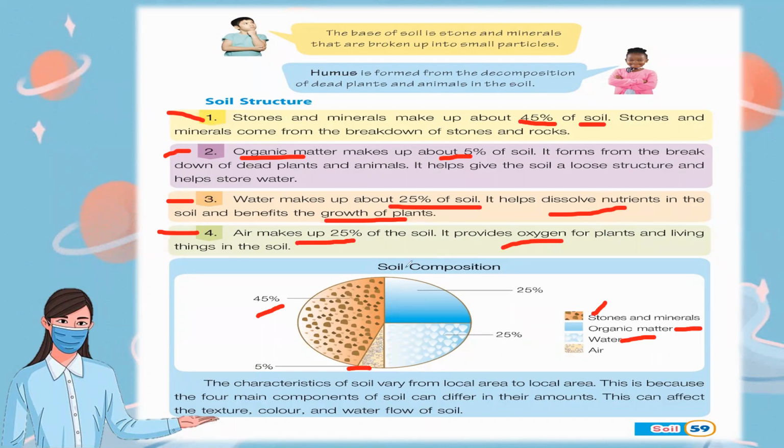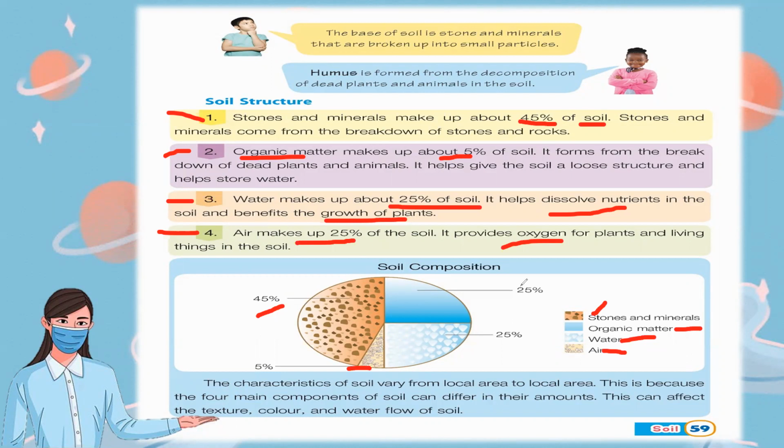Now, the remaining 25%, you can see here, is the air, right? The air in the soil provides oxygen, okay? It provides oxygen for plants and living things in the soil.